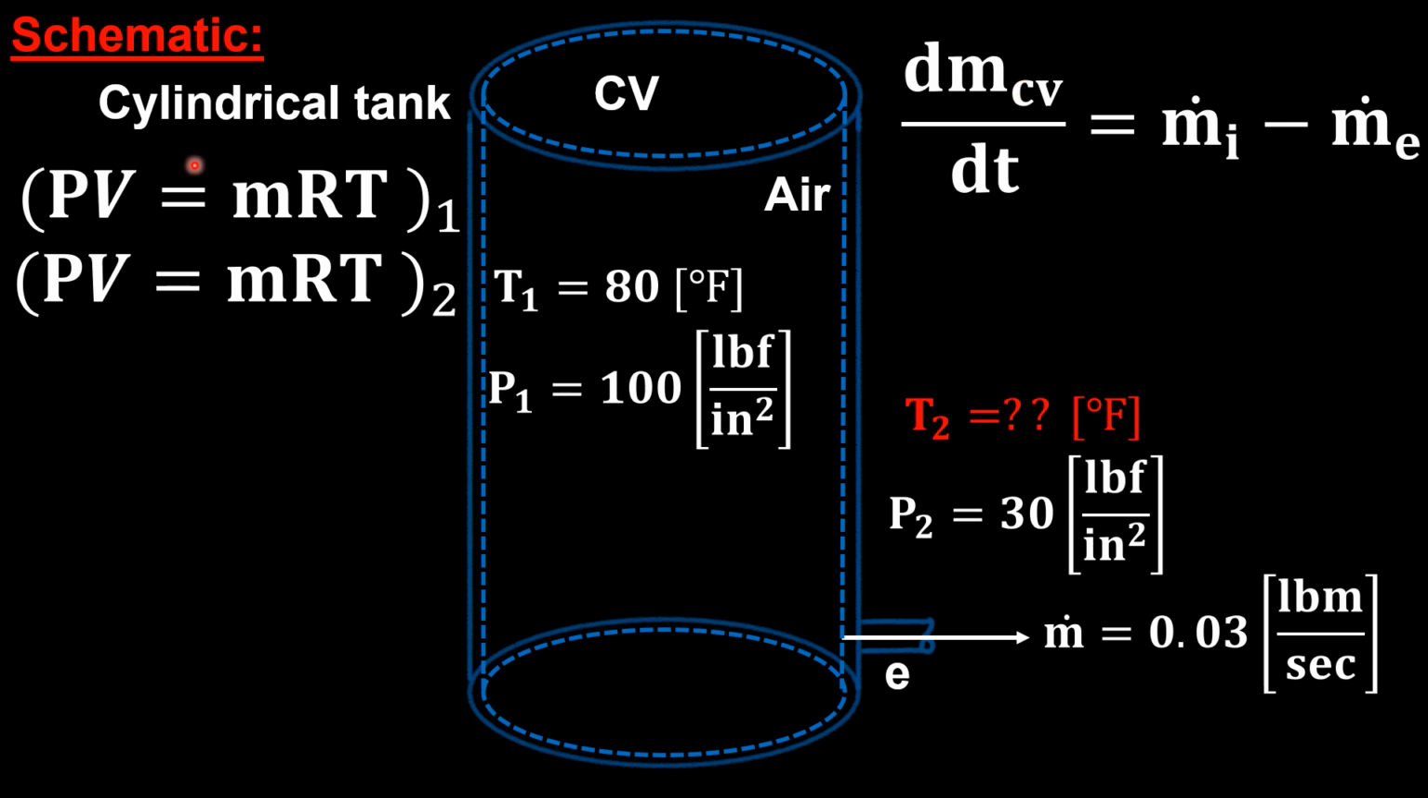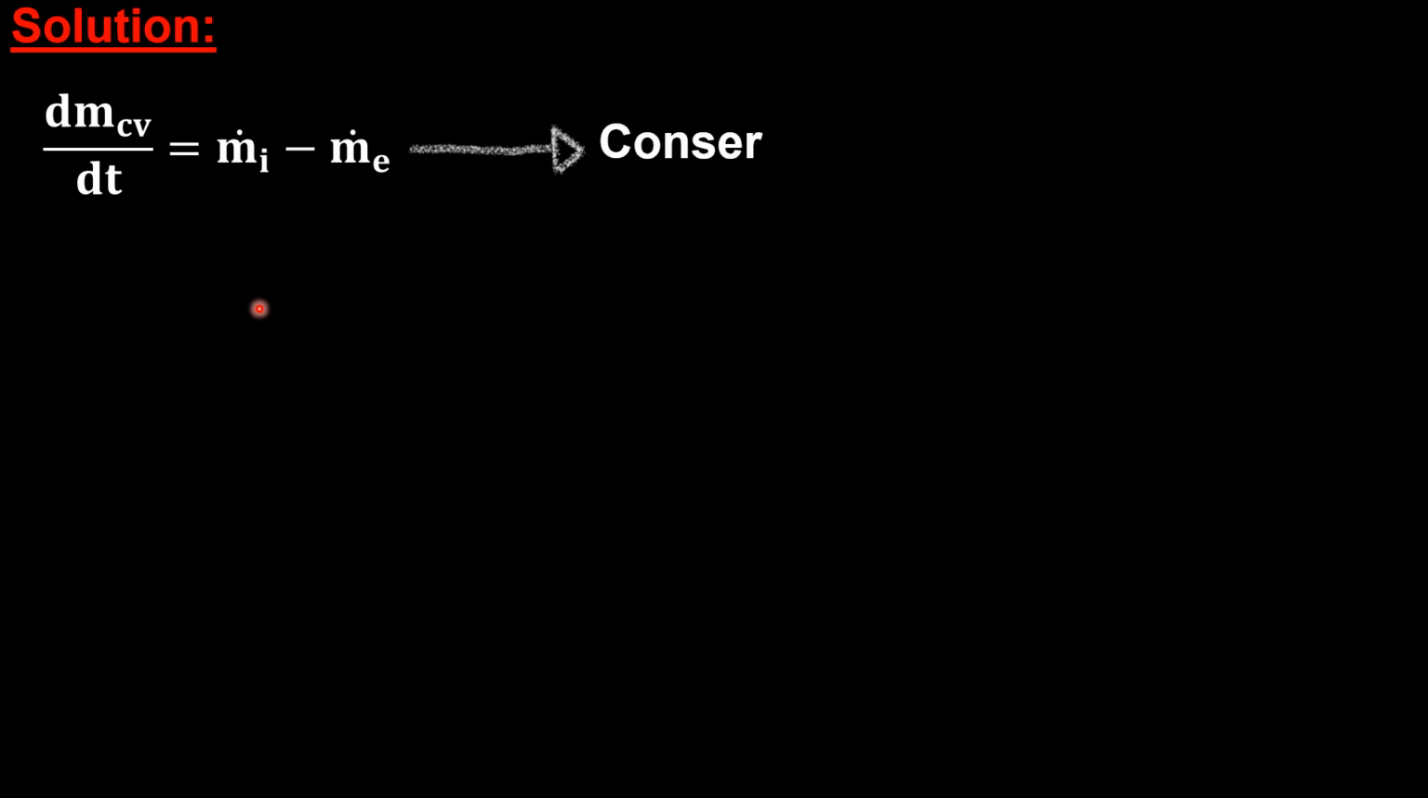And since we know the mass of air at state 1, we can find the mass of air at state 2. All right. So in this slide, we will apply the conservation of mass. Remember, this is the equation that represents the conservation of mass principle. And remember, we were told that the mass flow rate at the inlet we don't have, so that will be 0.